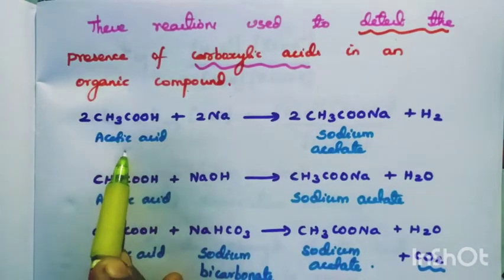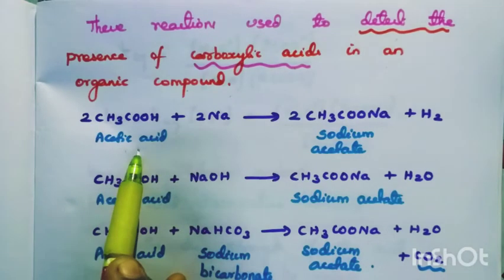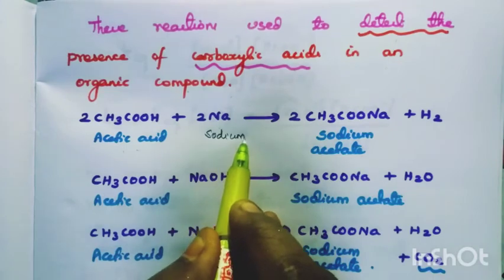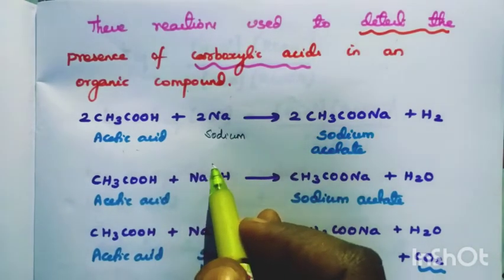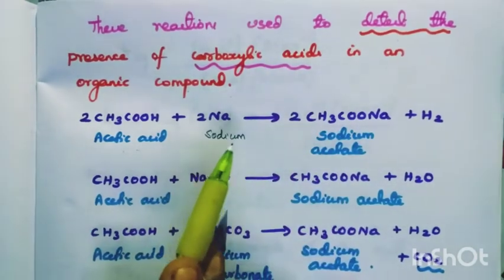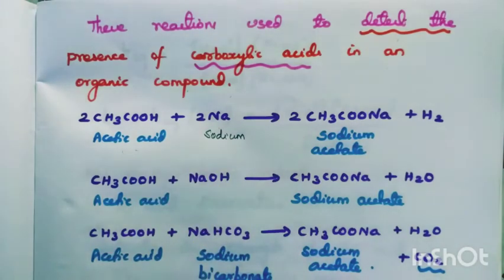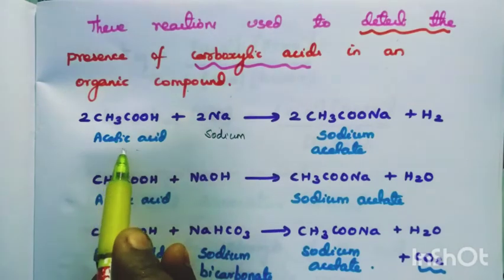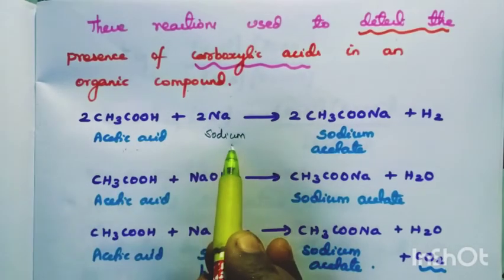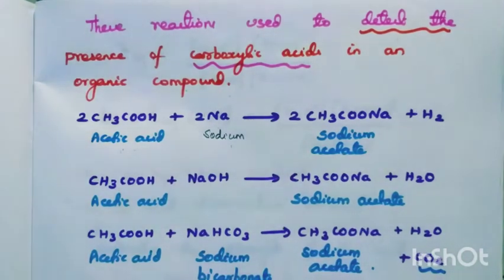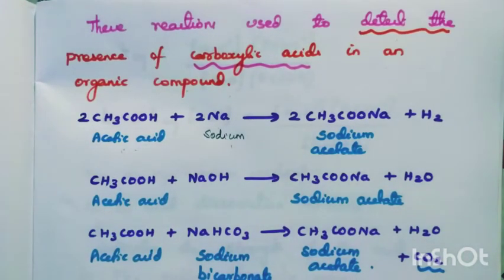Take the example of acetic acid. Carboxylic acid reacts with metal. We know electropositive metals in the periodic table are in the first group, which have a tendency to donate electrons easily. So acetic acid reacts with sodium. Similar to alcohol, it has a tendency to liberate hydrogen.